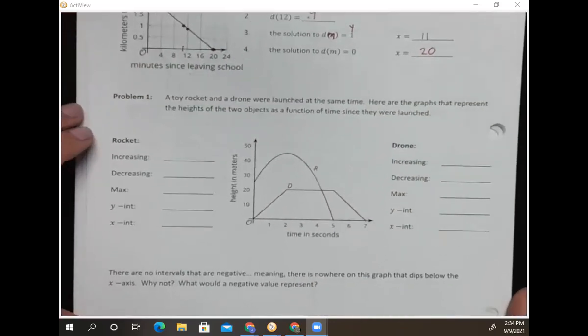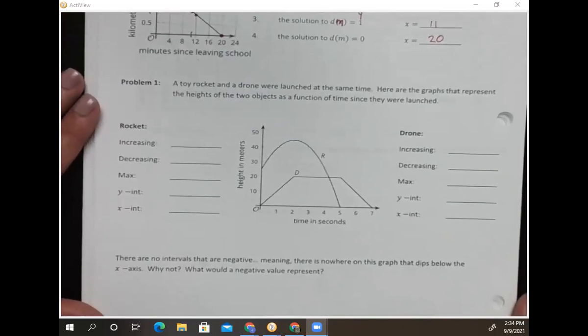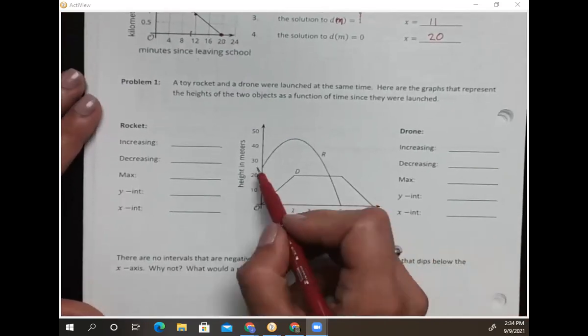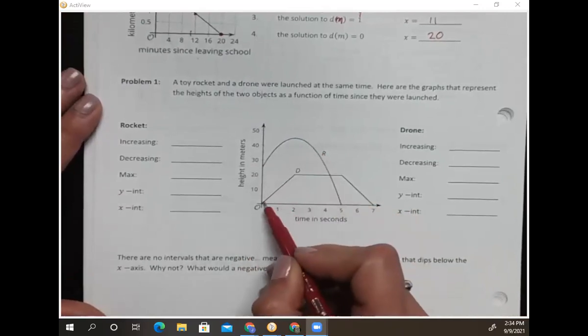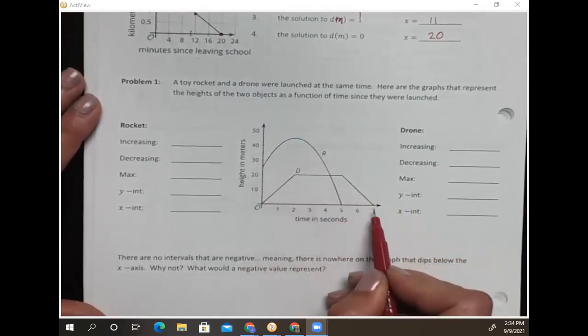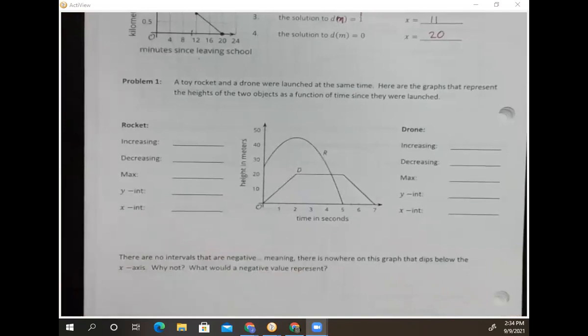So for number 1, it says we have a toy rocket and a drone that were launched at the same time. Here are the graphs that represent the heights of the two objects as a function of time since they were launched. So we've got our rocket graph here, and then this is our drone. And we're going to actually start from the bottom. We're going to start with the stuff that's familiar. So x-intercepts, we've seen x-intercepts before.